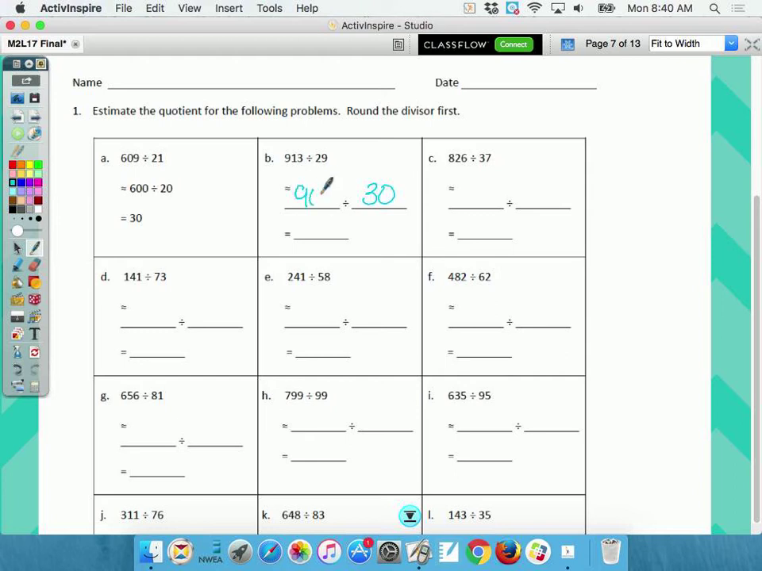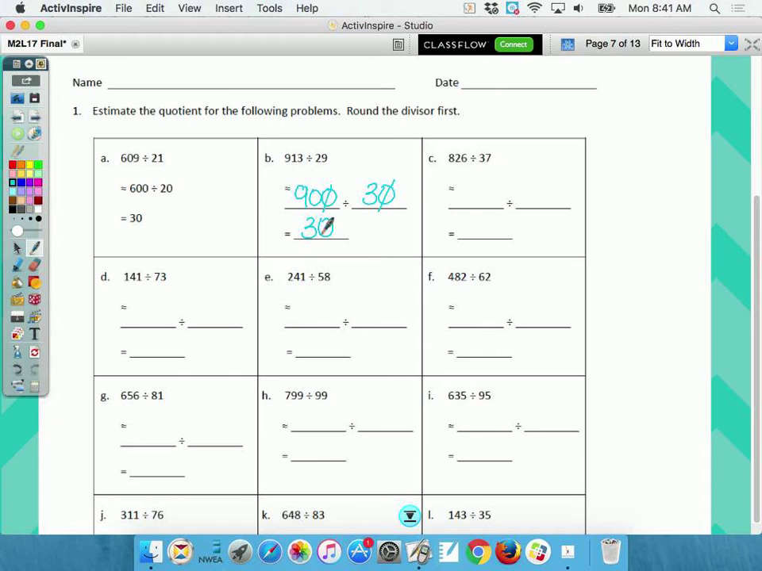Very good. So I can only cross off one zero, though. So 90 divided by 3 equals 30. Okay? All right, there's a reason why I want to talk through these. Because some of them, there's more than one correct answer.